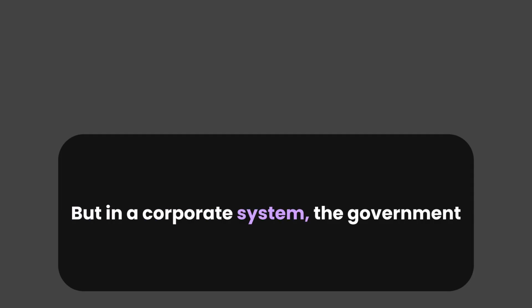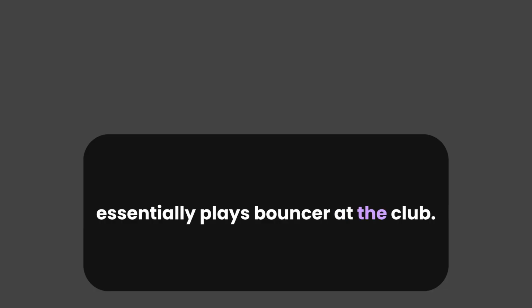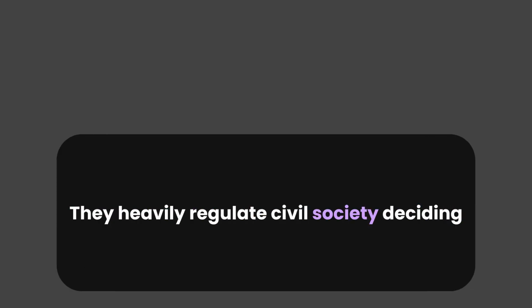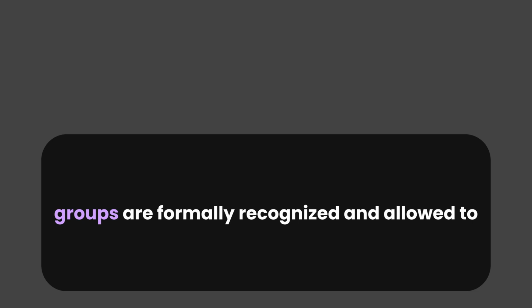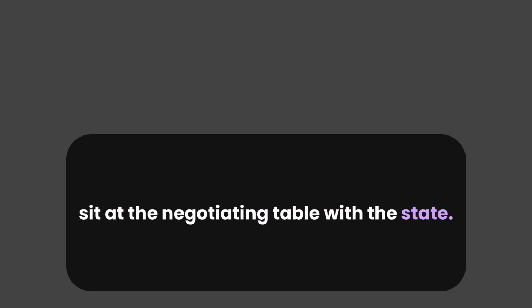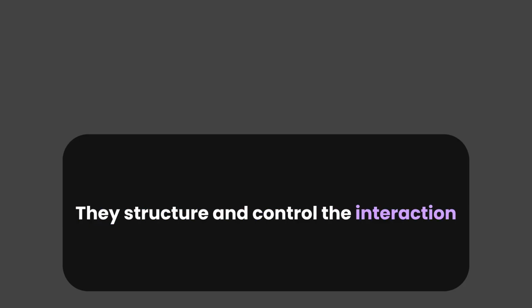But in a corporatist system, the government essentially plays bouncer at the club. They heavily regulate civil society, deciding exactly which unions, businesses, or advocacy groups are formally recognized and allowed to sit at the negotiating table with the state. Right. They structure and control the interaction entirely.